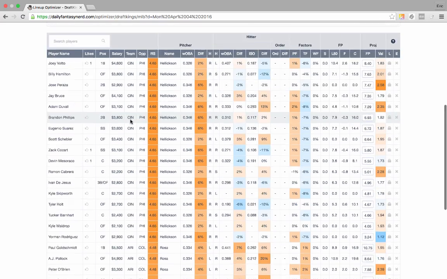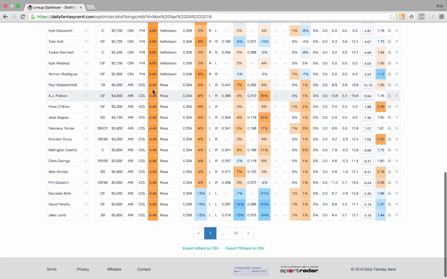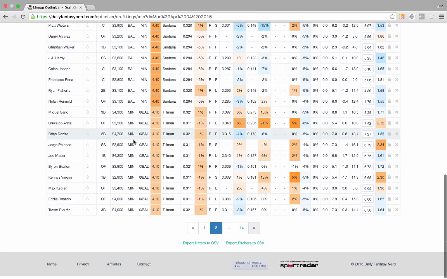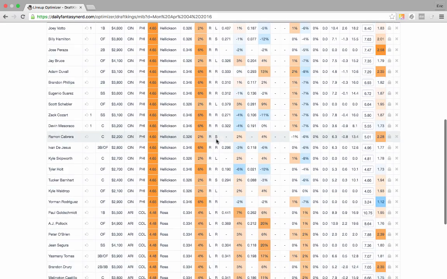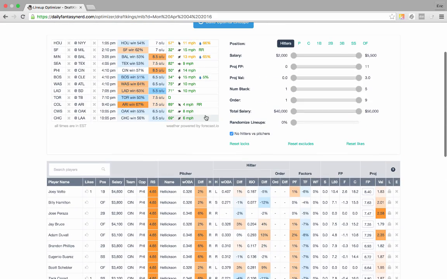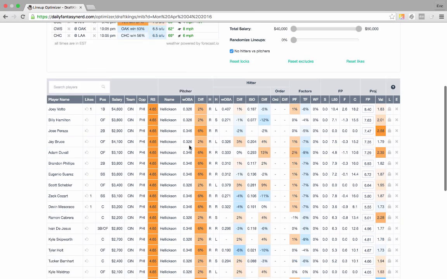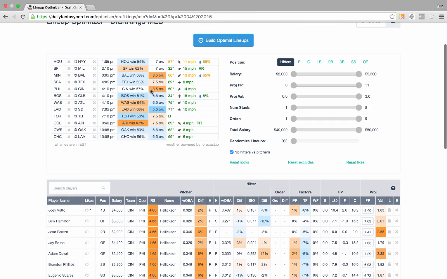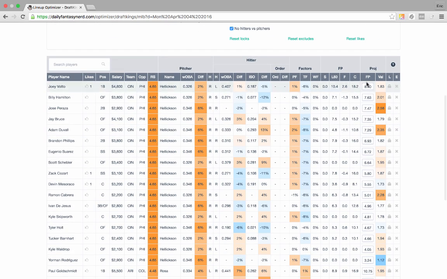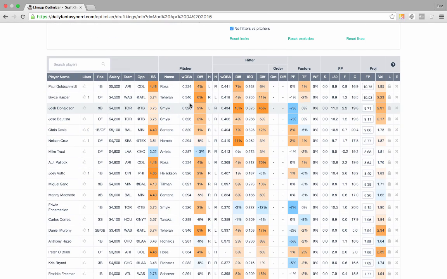So Cincinnati at 4.65 runs, Arizona at 4.48, Baltimore. Those are probably the top three hitting teams to potentially stack if you're looking at doing that in GPPs. And you can see that those are aligned with the high scoring games of the day. So we'll go back to sorting by fantasy points.